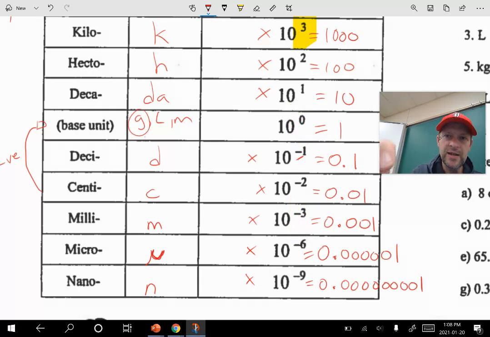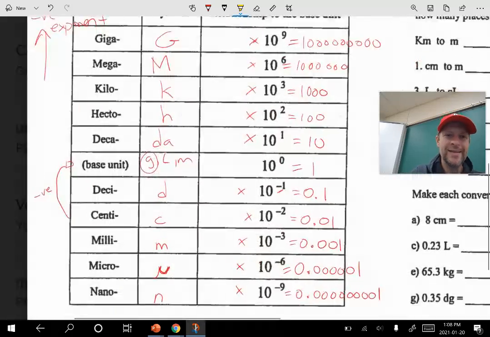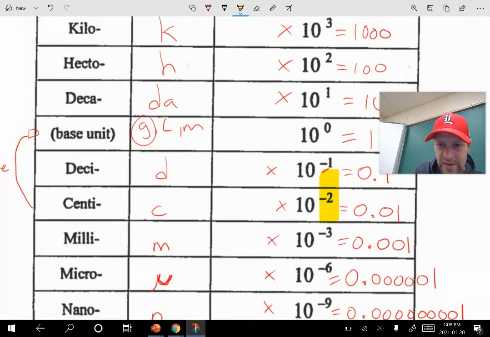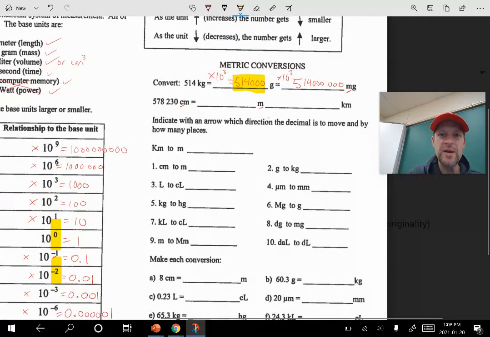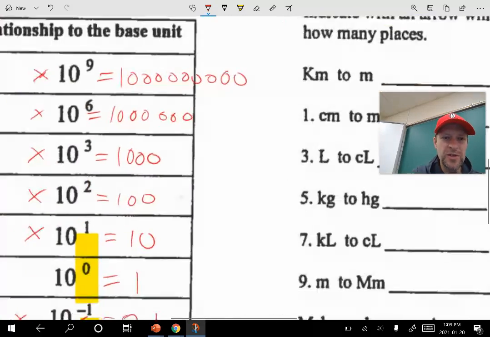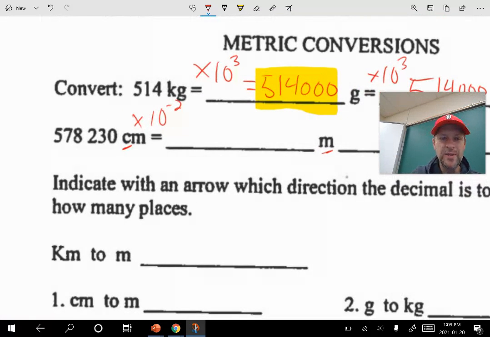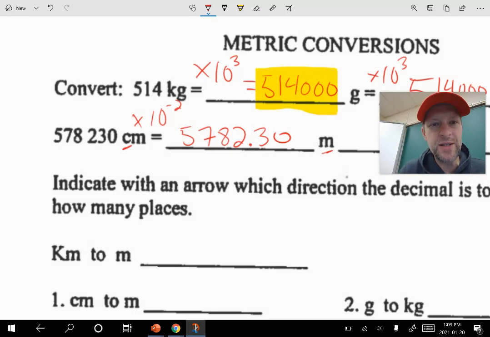Let me just take away my highlights from the last example so I can highlight what we're doing this time. We're going from negative 2 to 0. So the difference is 10 to the power of 2, but since we're going up the list, it's going to be a negative 2. So I'm going to write times 10 to the power of negative 2. Now again, if you don't like using exponents, what's 10 to the power of negative 2? It's 0.01. So you could also write this as times 0.01. It's going to equal 5782.30.